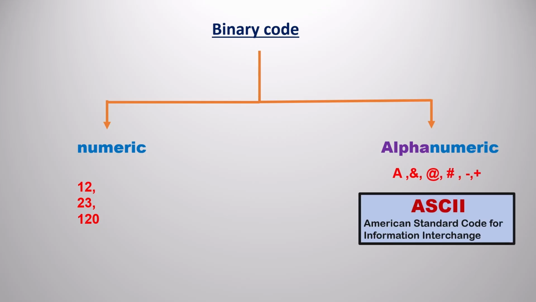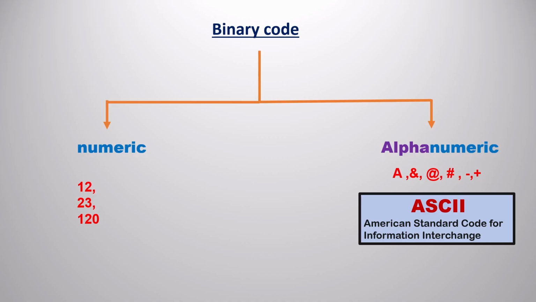Numeric means normal digits. For normal digits the computer can understand, like 12 in decimal is 1100 in binary, and 23 is 10111. Likewise we can store any decimal number by converting decimal to binary.